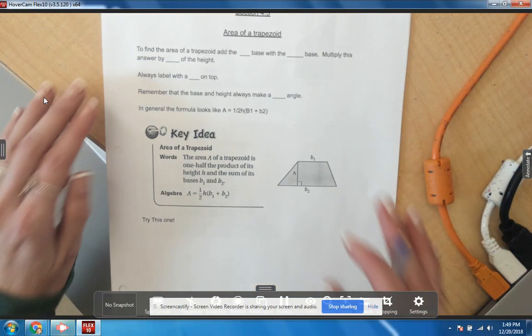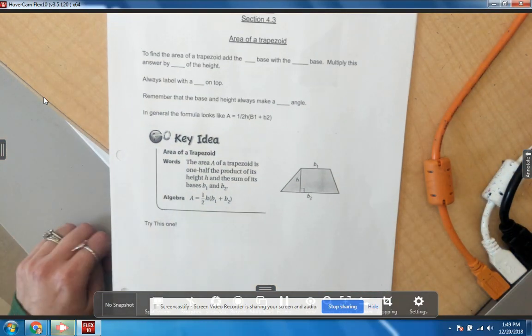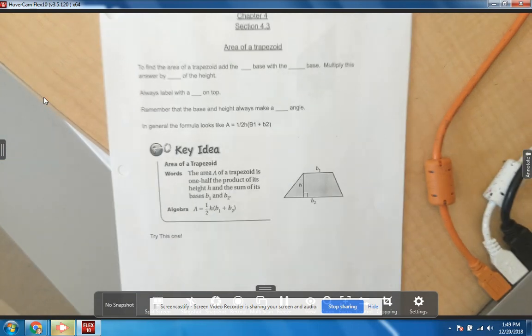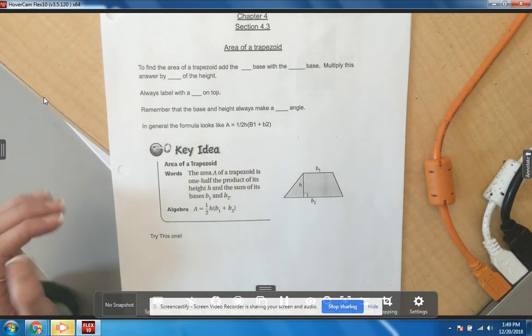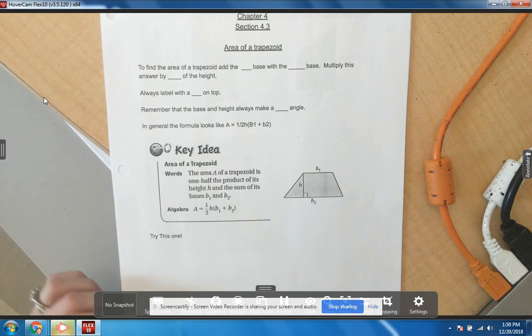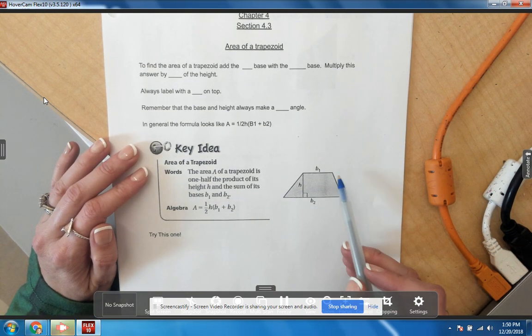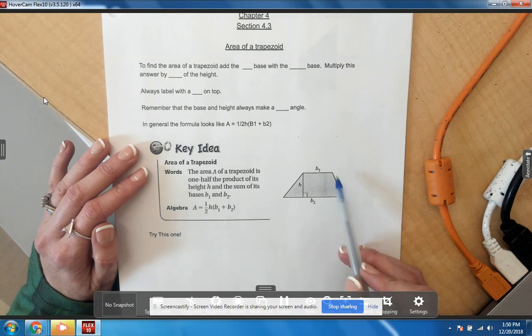So we are going to find how to figure out the area of a trapezoid today. This is kind of the hardest formula, but once you get the hang of it, it's not too bad. There are just important things that you need to know about a trapezoid before we even begin. So a trapezoid is a quadrilateral, which means it has 4 sides.